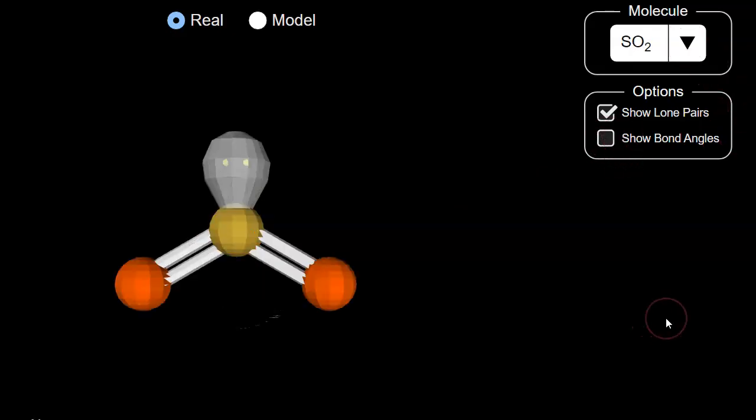This molecule is SO2, sulfur dioxide. The yellow circle in the center is sulfur, the orange ones are oxygens. There are some double bonds, but because the sulfur has an unshared electron pair pushing those double bonds downwards, this does not end up as a linear molecule, but as a bent molecule. The bond angle is 119 degrees.